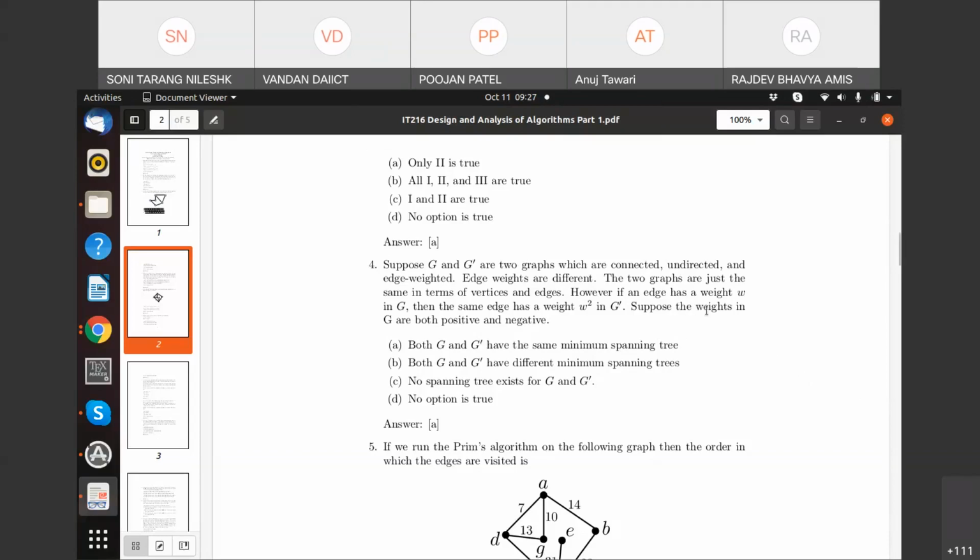But it was clearly mentioned here: suppose the weights in G are both positive and negative. So you don't need to consider only the positive case. Okay, sir.